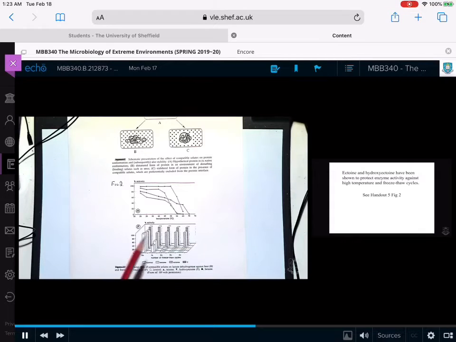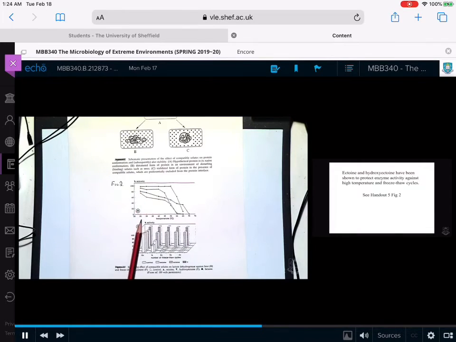You can see that the upper graph is temperature. They start here at 25 degrees, and the different ones are either with no compatible solutes, the open circles at the bottom line, or the square one, which is betaine. The upper triangle is ectoine, and hydroxyectoine is the top one. I did show you on handout 1 right at the beginning of the lectures that there are two versions of ectoine, one with the additional hydroxyl group. And it's very interesting to see in this particular experiment that it is actually significantly better than ectoine itself.